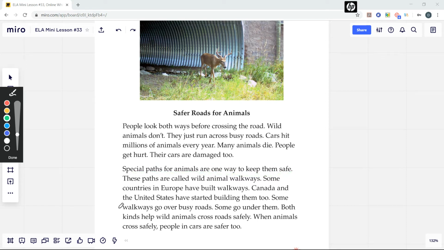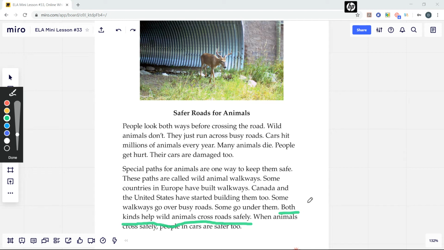Let's keep reading. Special paths for animals are one way to keep them safe. These paths are called wild animal walkways. Some countries in Europe have built walkways. Canada and the United States have started building them too. Some walkways go over busy roads. Some go under them. Both kinds help wild animals cross roads safely.